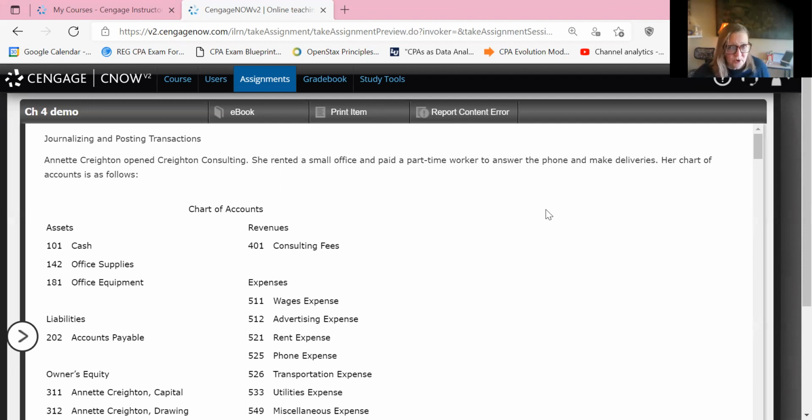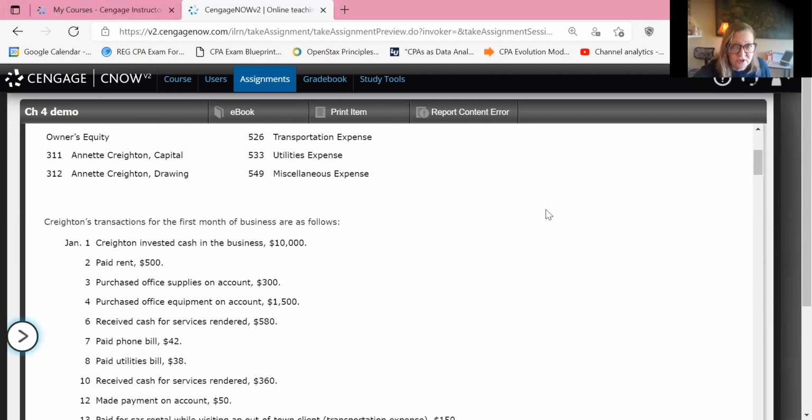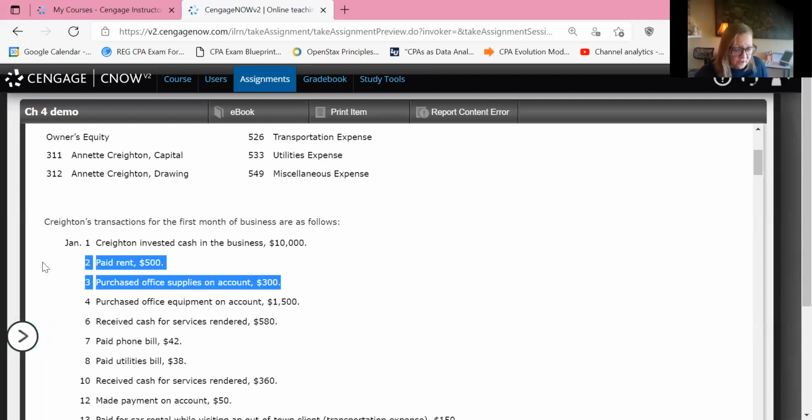There is a glitch in the problem, or a difference, I should say, between Cengage and your textbook. If you have the physical copy of the textbook, or at least the version I have, on page 117, there's two dates that are not in agreement with what the solution set shows in Cengage and the problem that you see right here. So I'll just highlight them and we'll get that out of the way first. These two transactions right here, the date is off by 1 day in the textbook. So we're going to use the date Cengage is using because that's the only way they're going to give you credit for getting it correct.